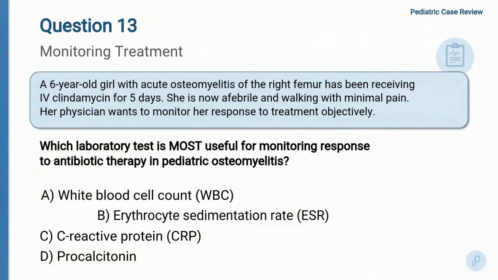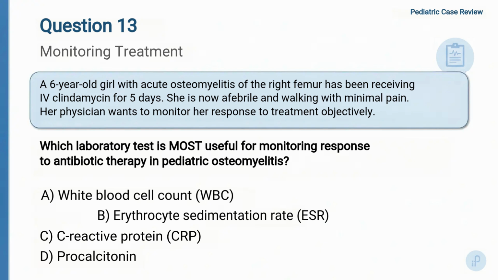Case 13. A 6-year-old girl with acute osteomyelitis of the right femur has been receiving intravenous clindamycin for 5 days. She is now afebrile and walking with minimal pain. Her physician wants to monitor her response to treatment objectively. Which laboratory test is most useful for monitoring response to antibiotic therapy in pediatric osteomyelitis?